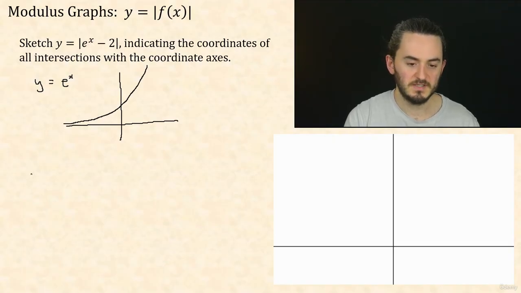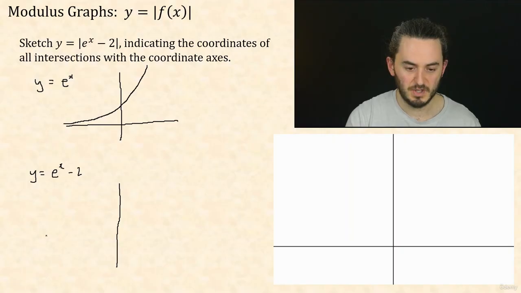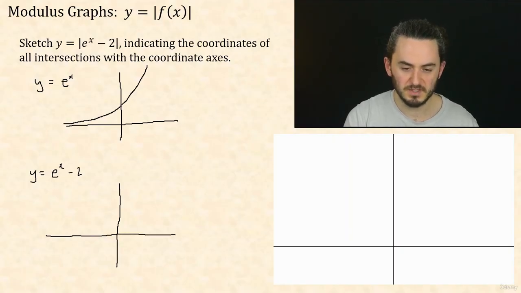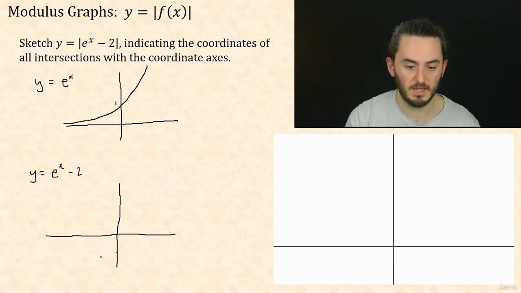Okay, what about y equals e to the x minus 2? Well, that's a transformation of this graph, and it just shifts it down by 2 units. So let's try to keep track of as much as we can here. So this point here, y equals e to the 0 is 1. So that's going to get shifted down to minus 1. It gets shifted 2 units down.